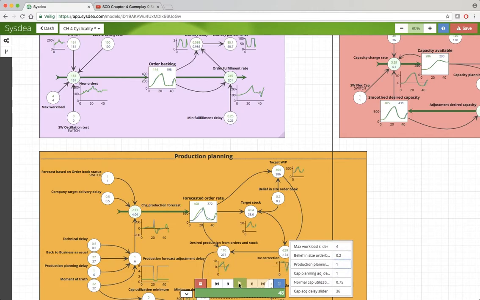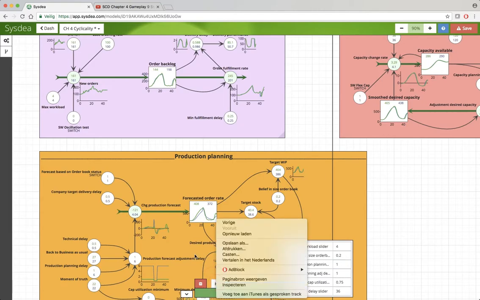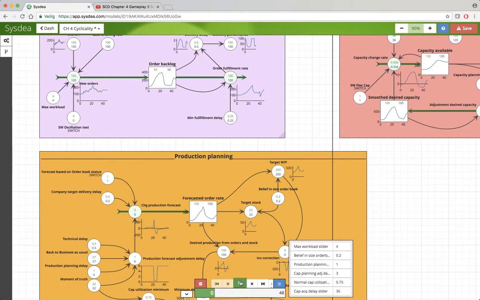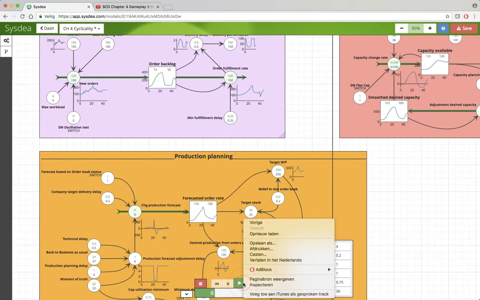If we make them both flexible, what happens then? Sorry about that. Having problems with my mouse button here. Sorry, I should have done them from the beginning, one and one.